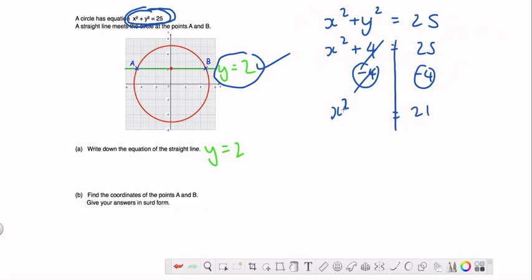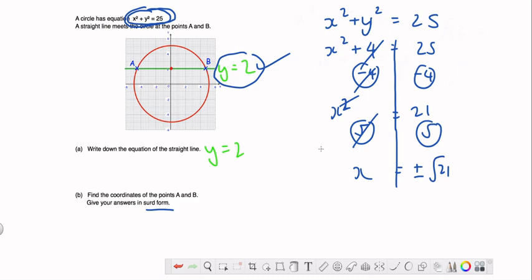Right, to get rid of squaring, the inverse of squaring is square root. What have you done on this side? Do it on the other side. So the square root now will cancel out the squaring. You're left with x is equal to plus and minus square root of 21. I'm leaving it in surd form. It's going to be plus and minus because when you square root a number, you do get plus and minus. Right, so there's two numbers there, really, right? One of them's root 21, and the other one is minus root 21.